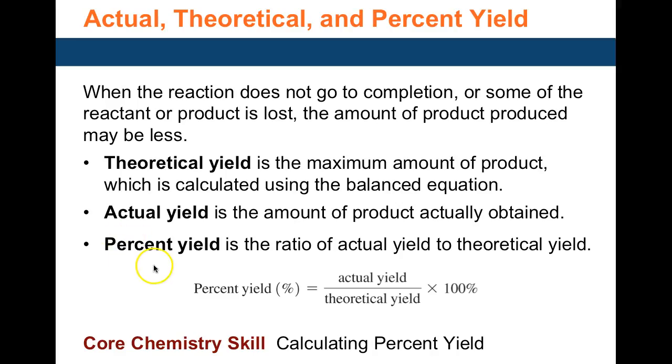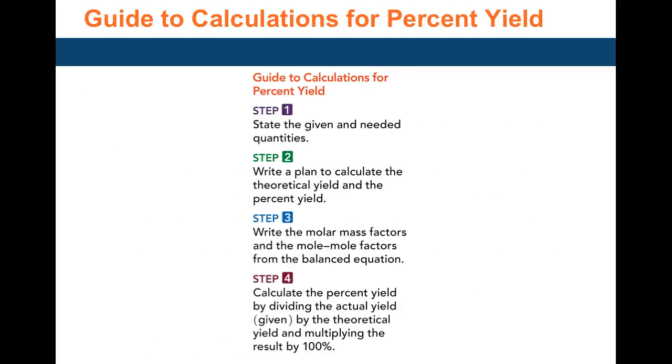All right, then you have the percent yield. So whatever yield you get from your reaction, divided by the on-paper yield, times 100. The theoretical yield is what you determine on paper, times 100. So the guide is look at what's given, what do you need, write a plan to calculate the theoretical yield and the percent yield, and then what the mole factors are, and then take the actual divided by the theoretical times 100 gives you the percent yield.